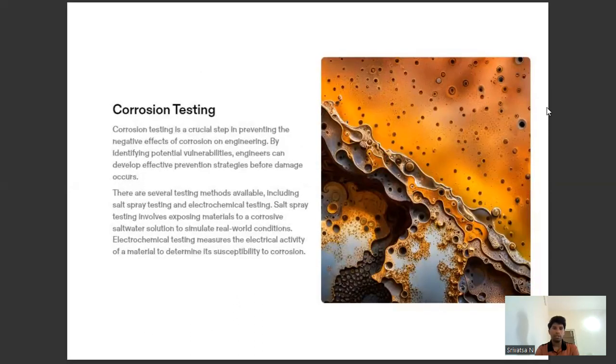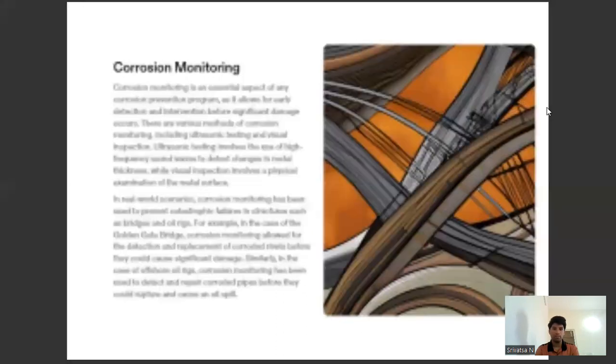Corrosion testing. Corrosion testing is a crucial step in preventing the negative effects of corrosion in engineering. By identifying potential vulnerabilities, engineers can develop effective prevention strategies before damage occurs. There are several testing methods available, including salt spray testing and electrochemical testing. Salt spray testing involves exposing materials to a corrosive saltwater solution to simulate real-world conditions. Electrochemical testing measures the electrical activity of a material to determine its susceptibility to corrosion.